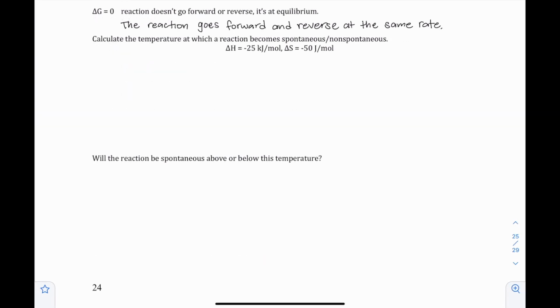Our example says to calculate the temperature at which the reaction changes from spontaneous to non-spontaneous, which is at equilibrium when delta G equals 0. Our equation for delta G is delta H minus T delta S. Plug in 0 for delta G and rearrange the equation to solve for temperature. And pay attention to the units of delta H and delta S because they aren't the same. Convert delta S from joules to kilojoules before plugging it into your equation.